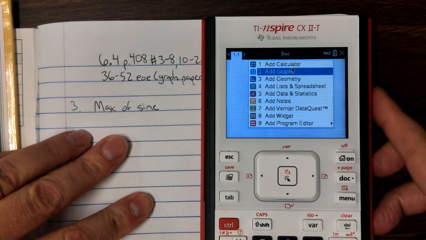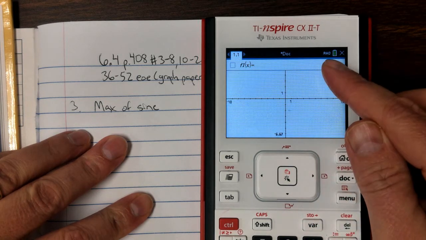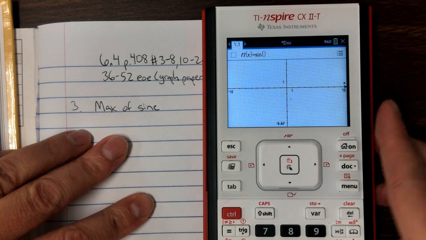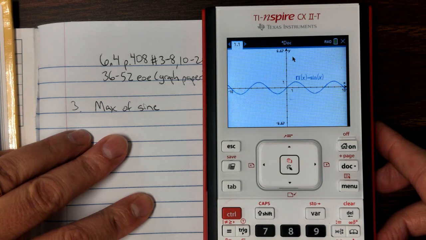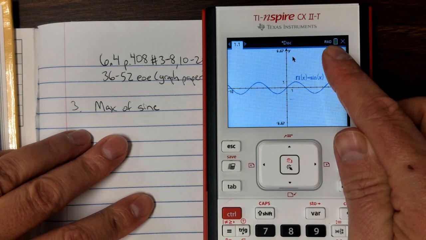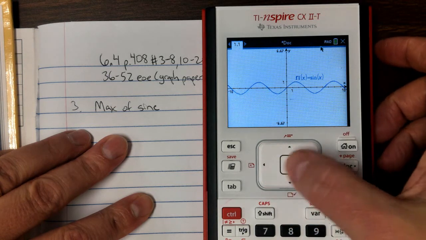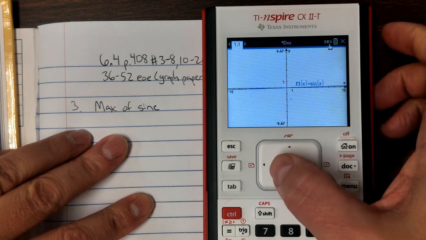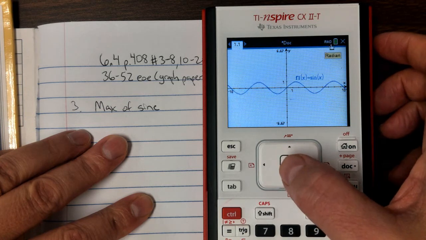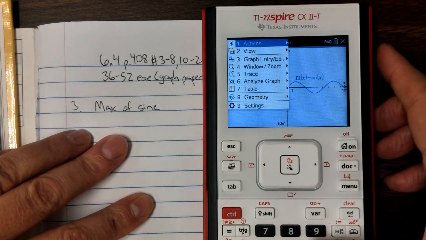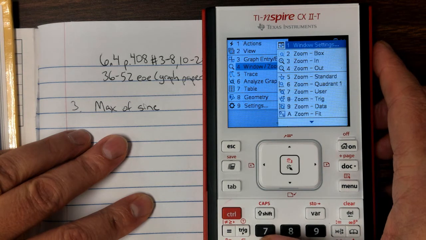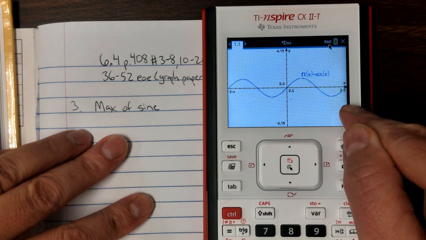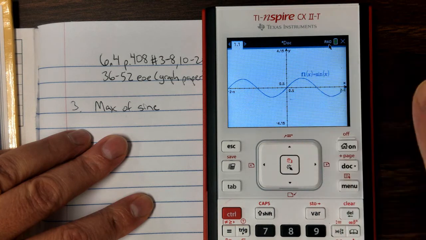So we're adding our graph, and I'm in radian mode. I press trig and sine and x. So this is what it's supposed to look like in radian mode. If you were in degree mode, it would look flat, which is wrong. So make sure you're in radian mode. You can also manipulate the trig window by going to window and then 8. That goes from -2 pi to 2 pi and from -4 approximately to 4.